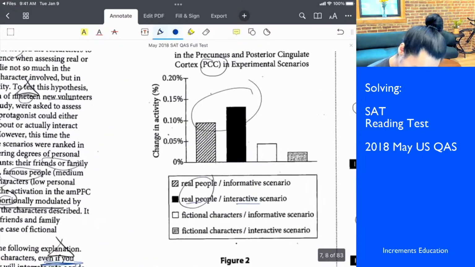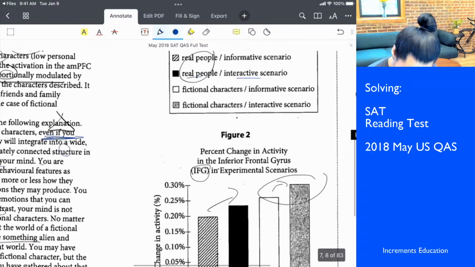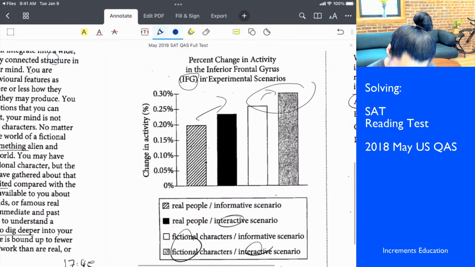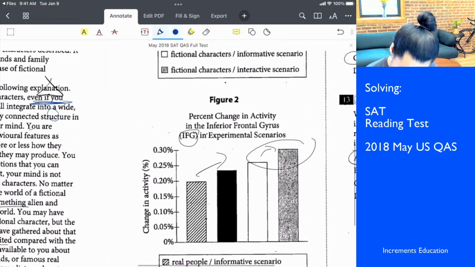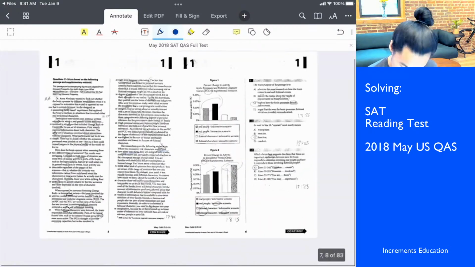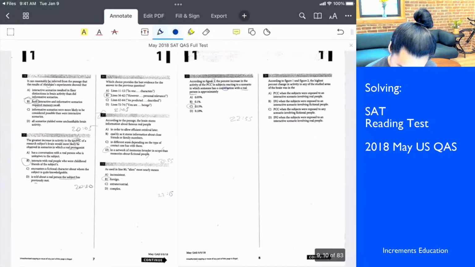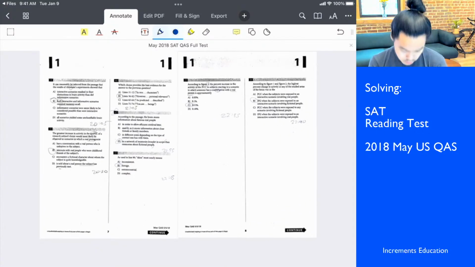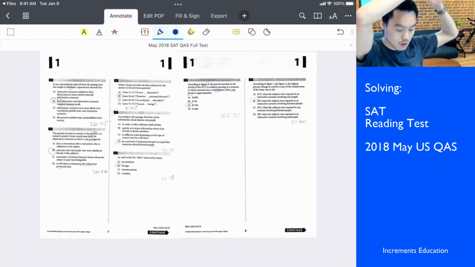Hang on, change it. So I'm just looking at the highest number. Okay, so that's 0.3, which is fictional interactive. That's IFG, fictional interactive. Okay, 2340. Stop. Whew. High confidence on almost all of them.